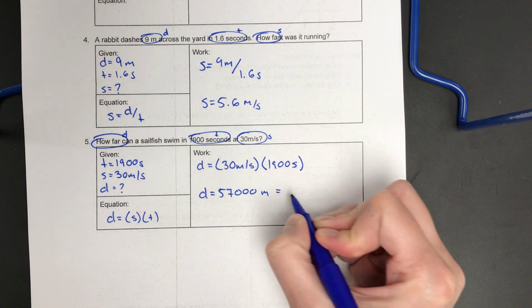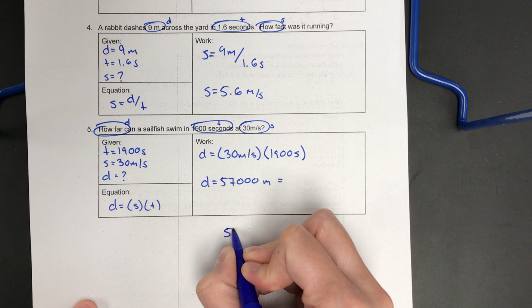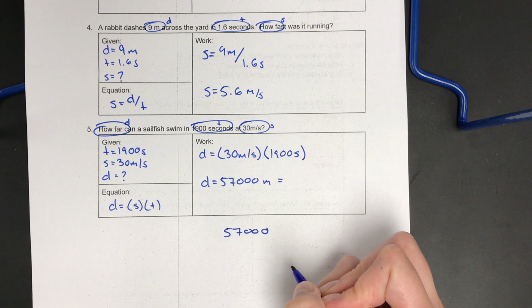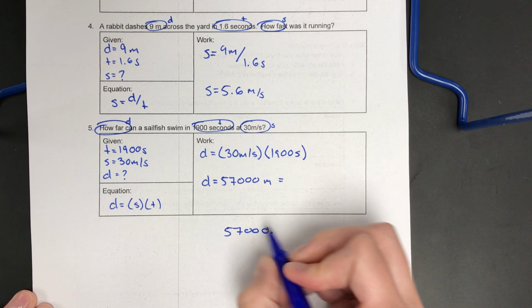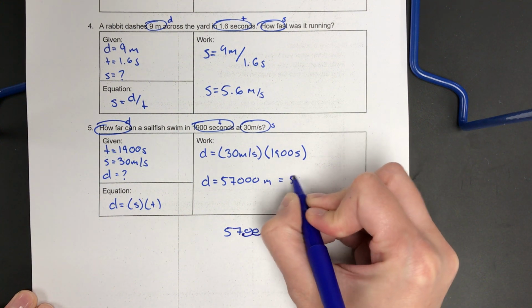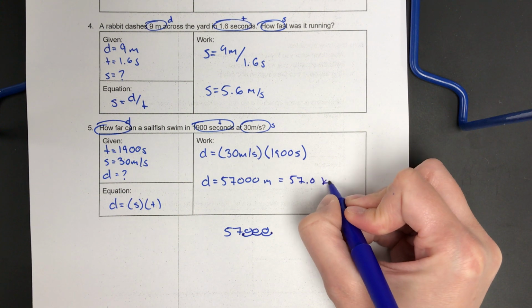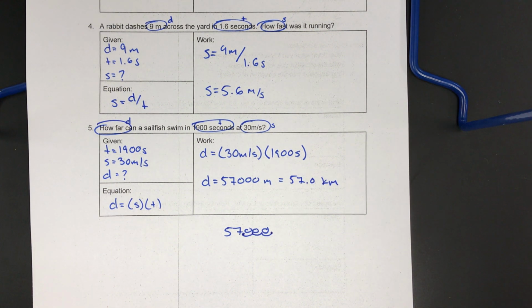Or I can say, wow, that's kind of a lot of meters. Wouldn't it make more sense to turn it into kilometers? So if I'm going to do 57,000 meters and I want to turn it into kilometers, I'm looking at my conversion chart and I need to go from base unit to kilo. So I'm going to take my decimal point, which is right there, and move it 1, 2, 3 to the left. So then I would have 57.000 kilometers. And both of those answers are correct because 57,000 meters is equal to 57 kilometers.